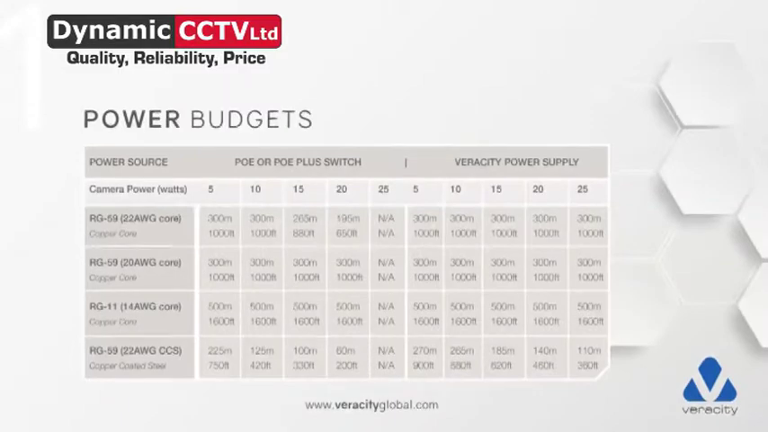This is the screen I talked about. I was going to show you some distances and things like that with various power budgets. Look on the left-hand side, you can see the different types of RG59 that are in the marketplace, whether it be copper-coated steel, whether it's 20 AWG, 22 AWG, etc. This is quite vital that you understand what you've got. A lot of times there's a mix and match on site, so you need to be aware of that. The good thing is this will give you how far you can actually go over each cable, how many watts of PoE you can get from a switch using this product, or if you plug a Veracity power supply in, what the difference is.